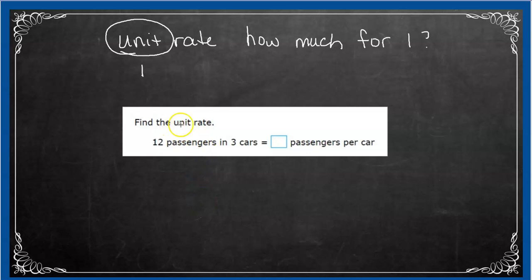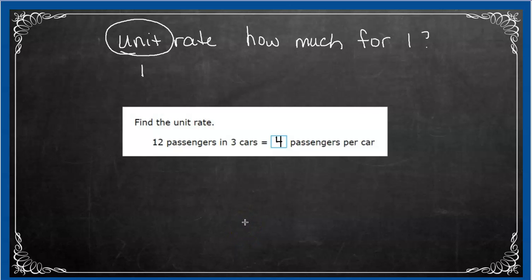So if we were finding the unit rate here, 12 passengers in 3 cars, what we want to know is how many passengers per one car. And typically it is just a division problem. We're going to take 12 and we're going to divide it by 3. 12 divided by 3 would be 4. So there would be 4 passengers in each car. And that's usually the only thing you have to do, is just divide.